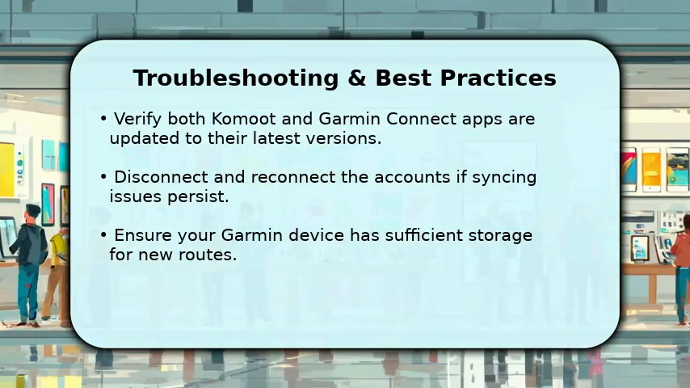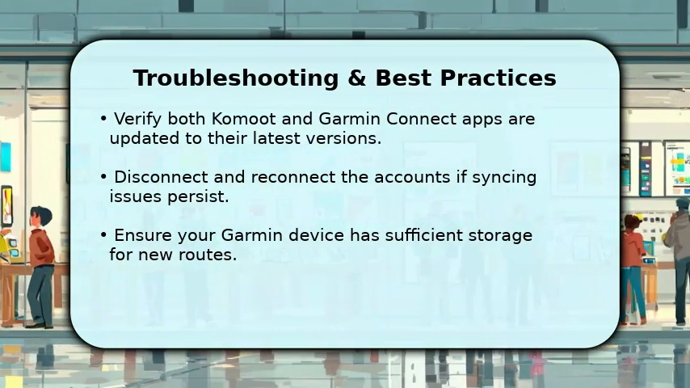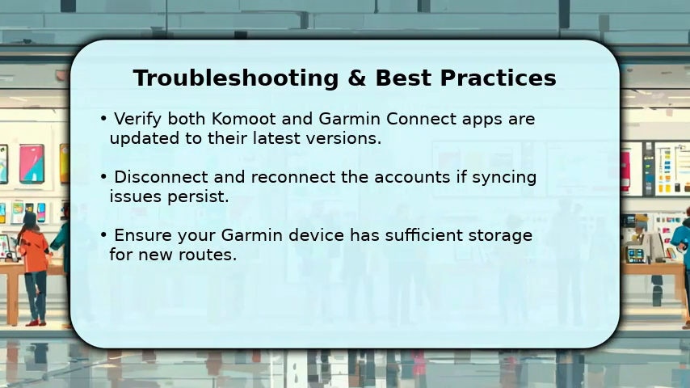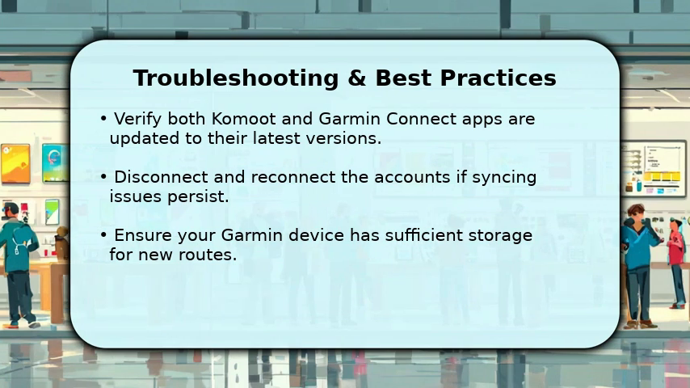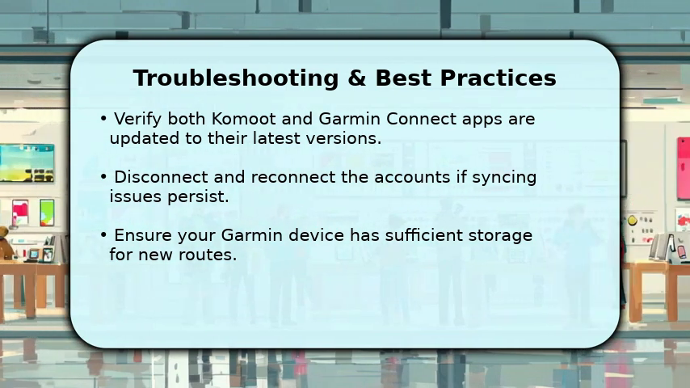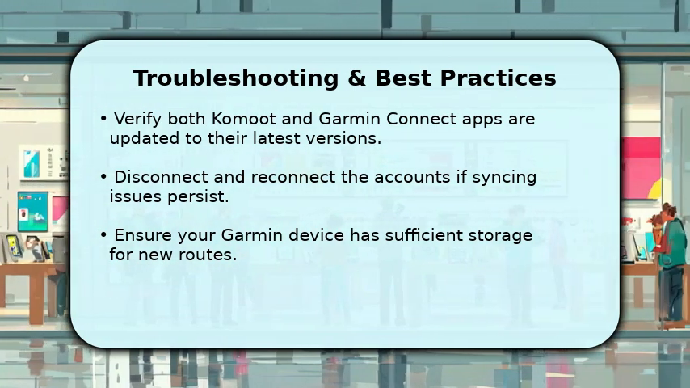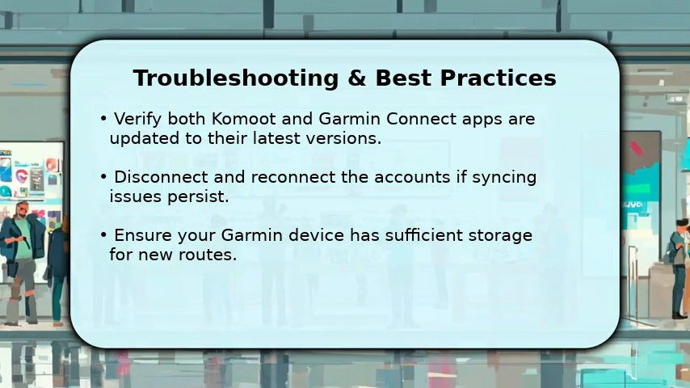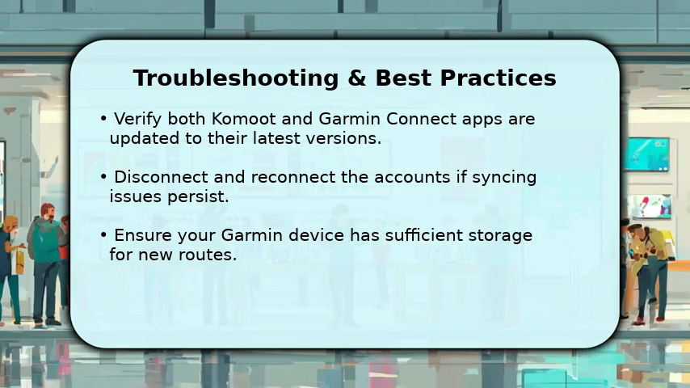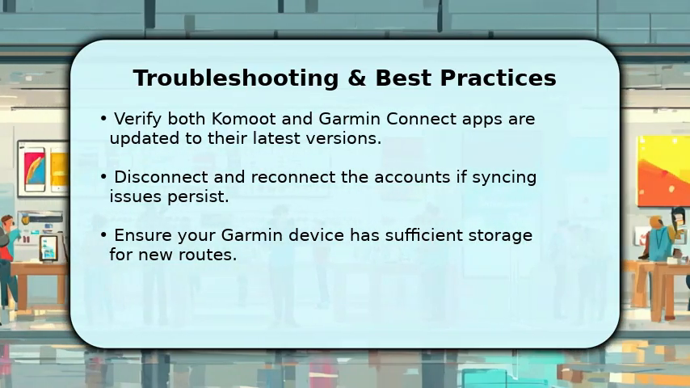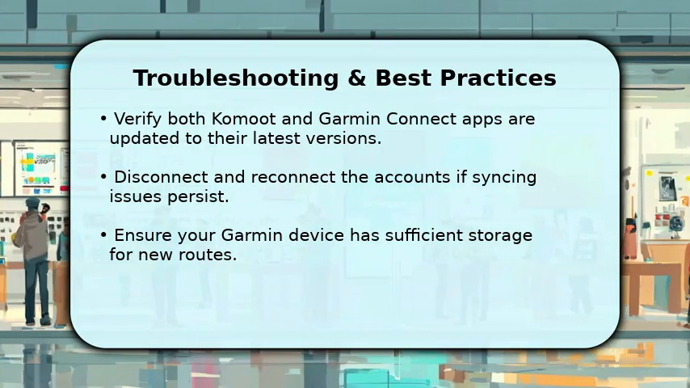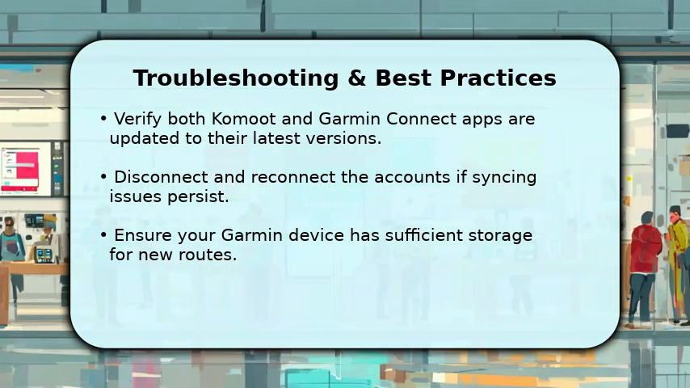Finally, here are some troubleshooting tips and best practices. Always ensure both your Komoot and Garmin Connect applications are updated to their latest versions. If you encounter syncing problems, try disconnecting and then reconnecting the accounts. Also, confirm your Garmin device has enough storage space for new routes. Remember, only planned tours from Komoot will sync to Garmin, not your past activities. A stable internet connection is also key for smooth data transfer.